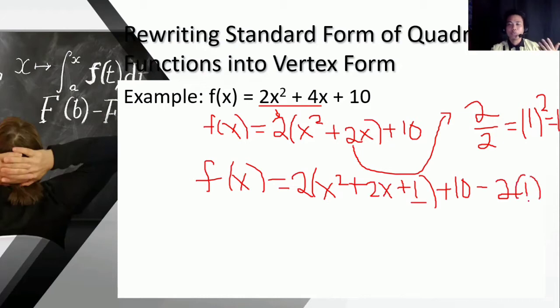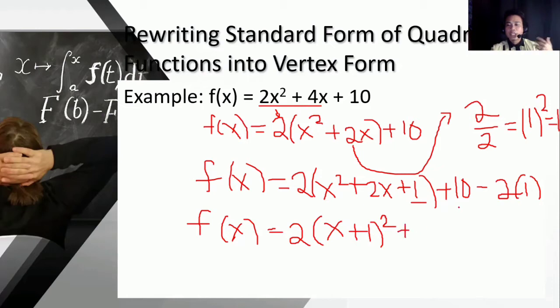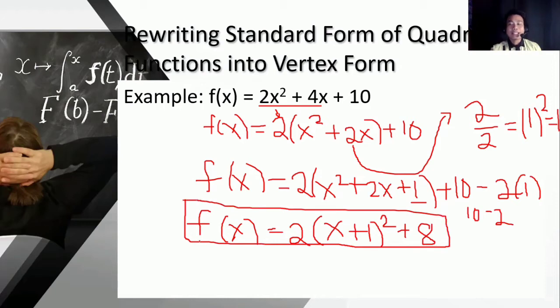So 2 times 1. Then after completing the square, we have f of x equals the value of a, which is 2. Then half of 2, we have 1. Then put the exponent, which is 2 or square. Then perform 10 minus 2 times 1. So 10 minus 2, the answer is 8. From this is the vertex form of the quadratic function. So we have f of x equals 2 times the quantity x plus 1 squared plus 8.